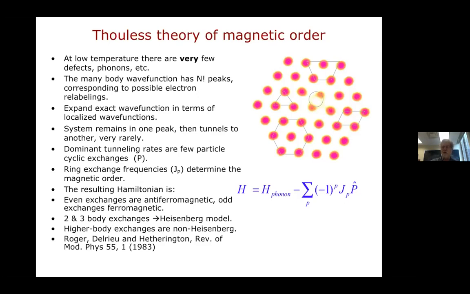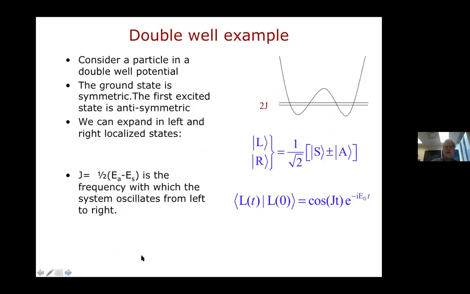And I also showed that if you just have 2- and 3-body exchanges for spin 1/2 particles, you end up with a Heisenberg model. Whereas you have more complicated Hamiltonians if you have higher body exchanges. Now I'm going to explain this again, although I'm sure you all know this is really elementary quantum mechanics.